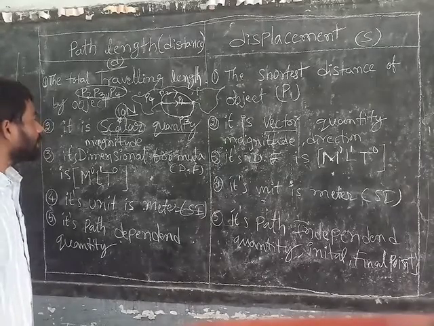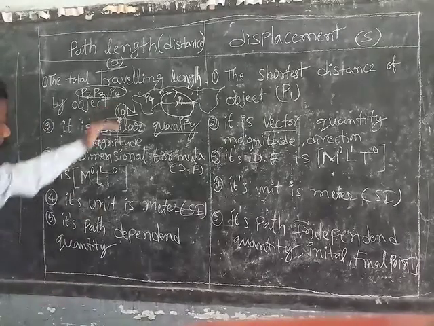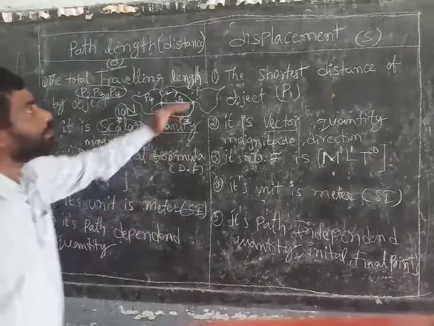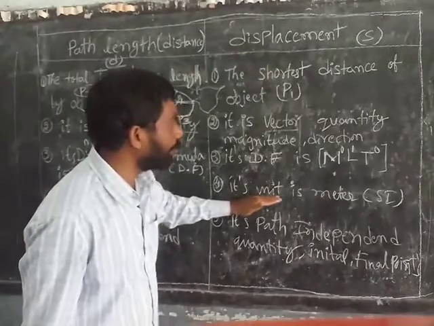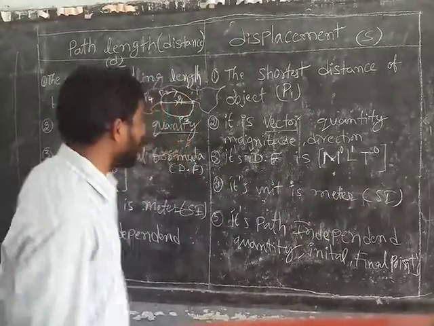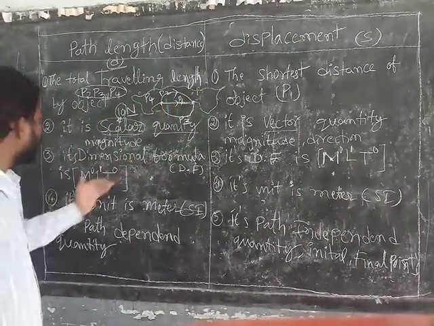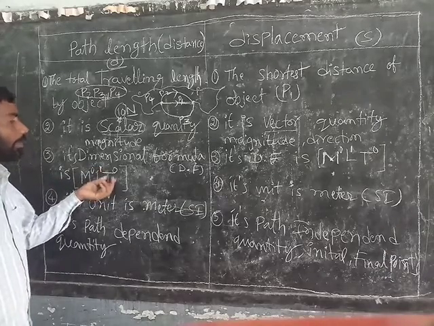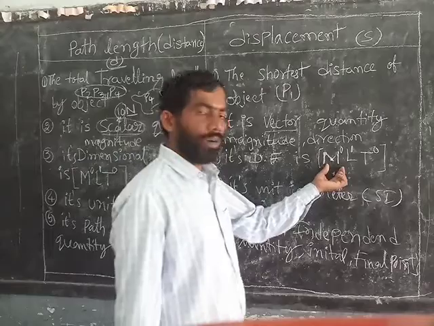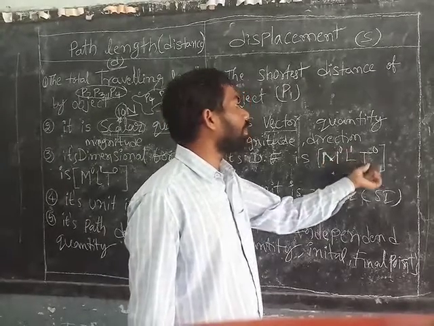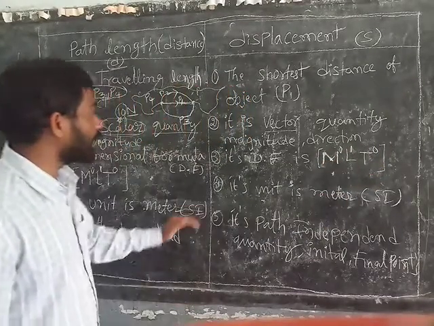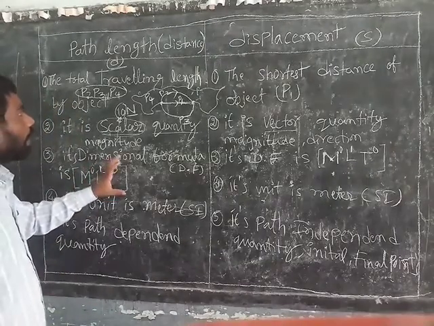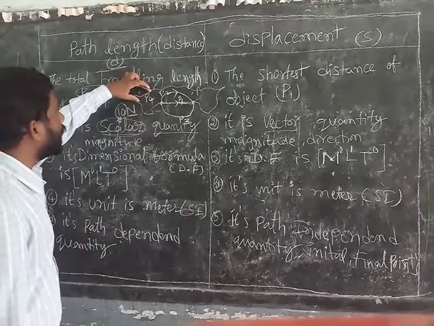And one more thing, the unit of distance in the SI system is the meter. The same thing for displacement: the unit is the meter in the SI system. The dimensional formula is written as M^0 L^1 T^0. Same thing, M power 0, L power 1, T power 0. That's the thing. Next, you have the value or magnitude of the displacement.